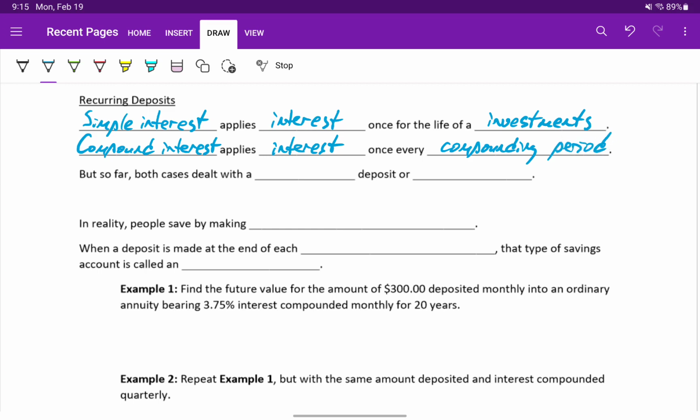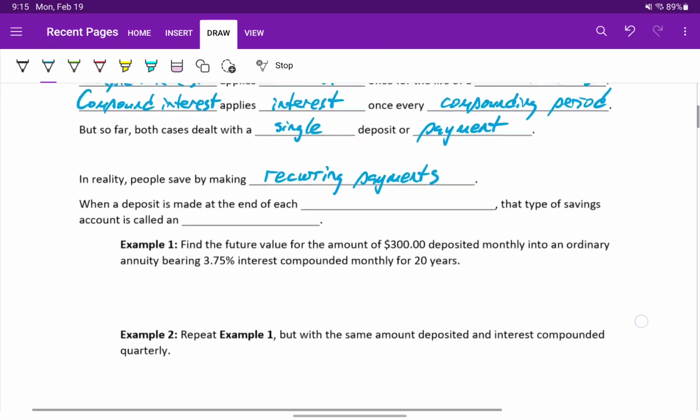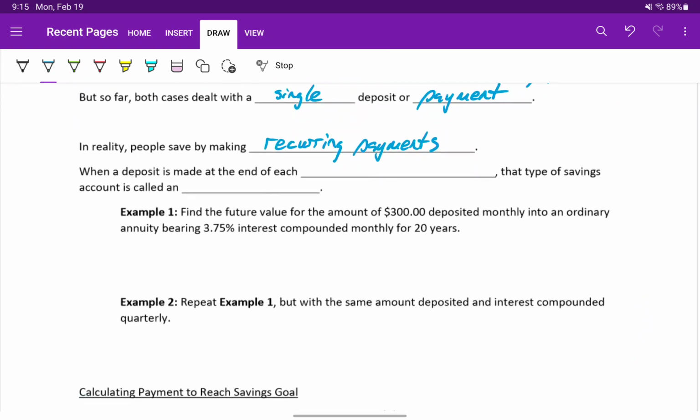But so far, these cases have been a little artificial because we've dealt with cases where people put a single deposit, which is sometimes referred to as a payment, into an account. That is possible, but lots of times people actually save by making recurring payments into some savings account or an investment. That's what we want to focus on in these next few examples.